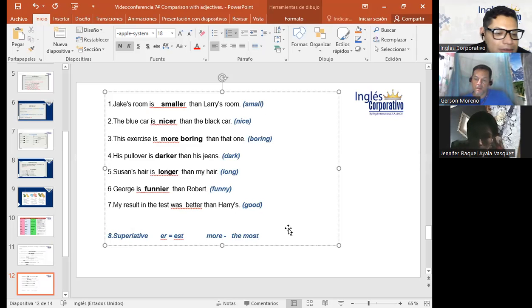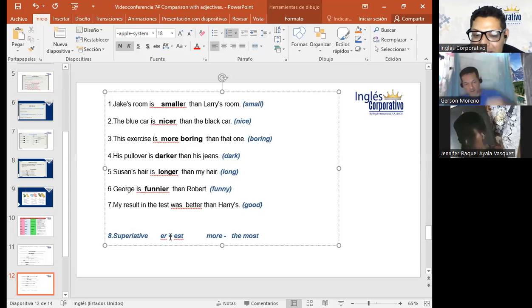Y prácticamente eso es lo único. De ahí las reglas son las mismas, los adjetivos que se ocupan son los mismos, solo que usted le va a reemplazar en vez de la ER, la EST, y the more, the most. Eso es para los superlativos.